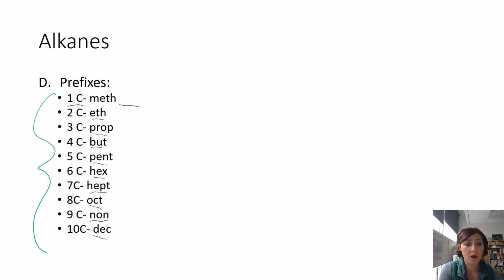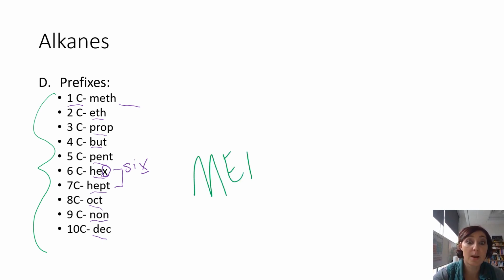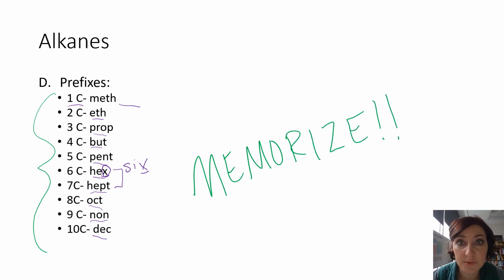Hex and hept oftentimes get confused between one another. The way I keep these guys straight is that hex has an X in it, and the word six also has an X in it, so the other one is hept. Anyway, write yourself a nice big list that you need to memorize these prefixes, or you will not pass your first quiz.